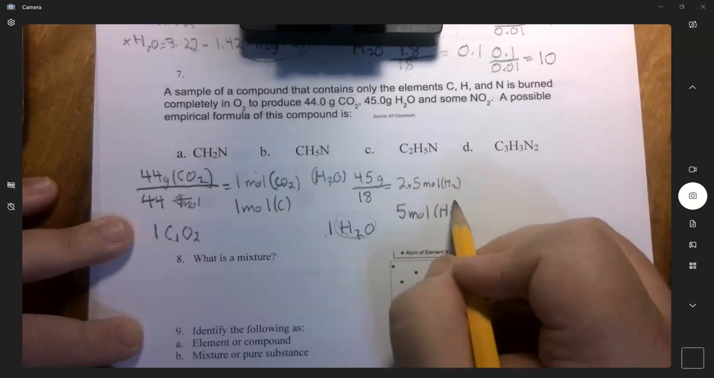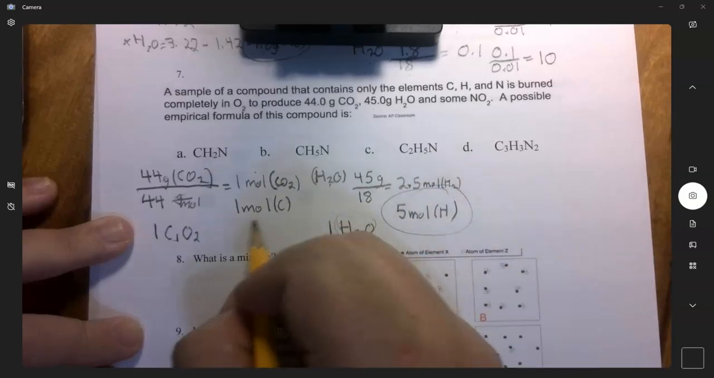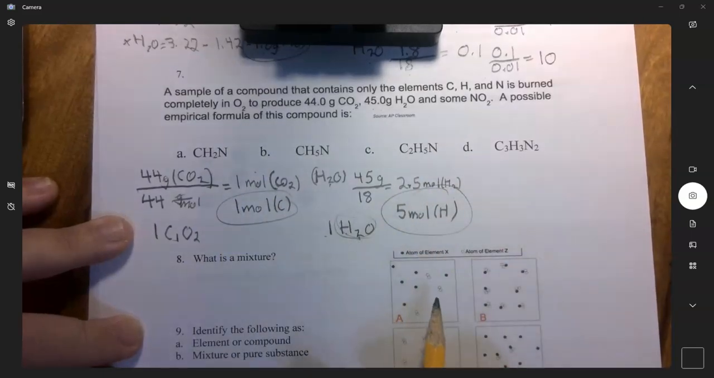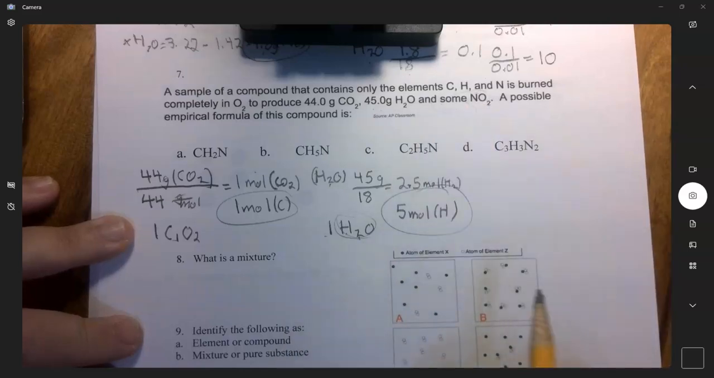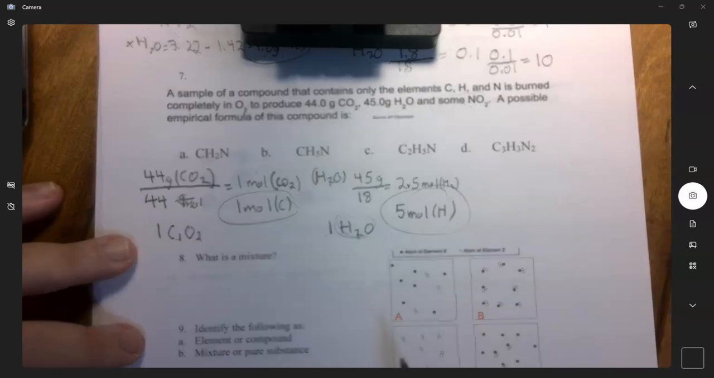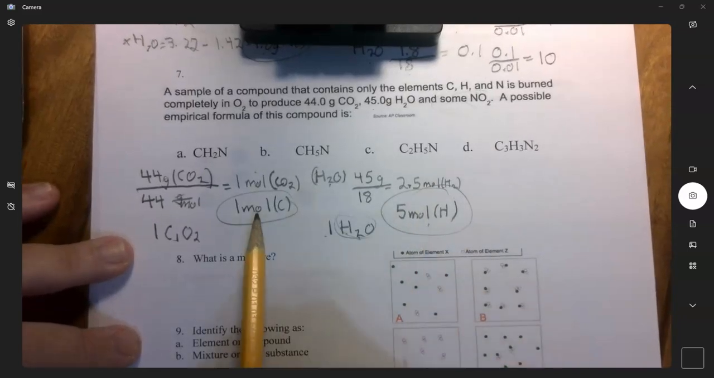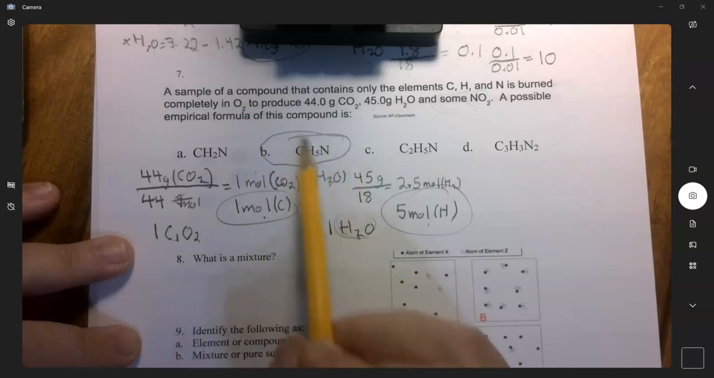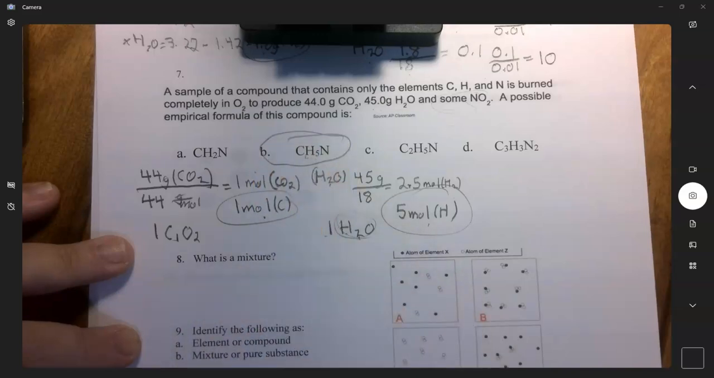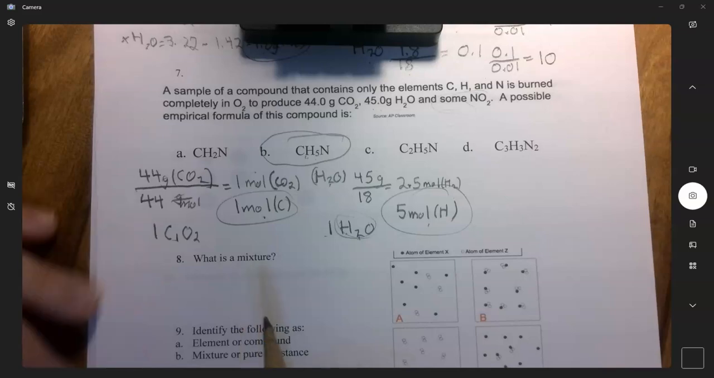Okay, so right there, you see that. 1 mole of C, 5 moles of H. Now what about N? They didn't tell us anything about N. Good news is, it's a multiple choice question, you don't need it. You're going to have 5 moles of H for every 1 mole of carbon. So where do we see that? We see that right here in B. 1 mole of carbon, 5 moles of H. So that's going to be the answer.